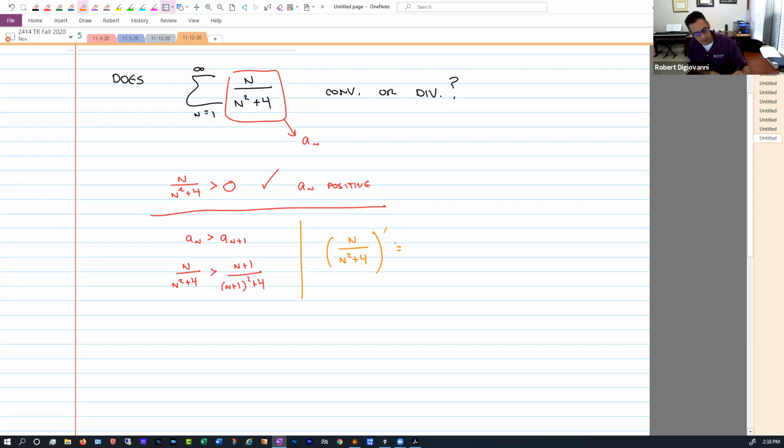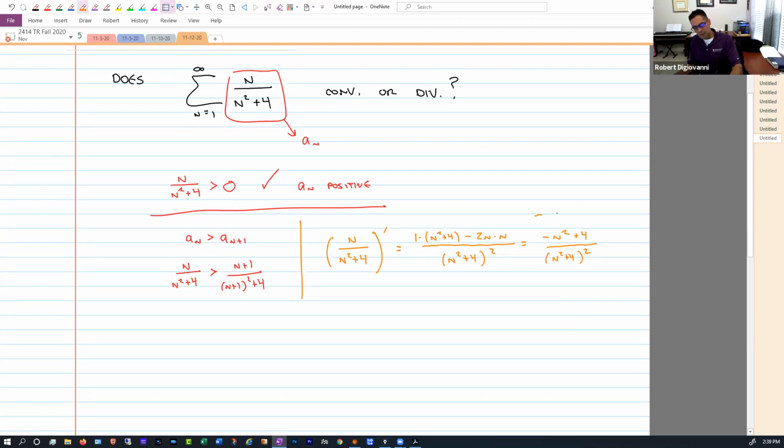How do you take the derivative of that? Quotient rule. I'm running out of time. Derivative of the top times the bottom, minus derivative of the bottom times the top, all over the bottom squared. This becomes, help me out, n squared plus 4 minus 2n squared. That becomes negative n squared plus 4 over n squared plus 4 squared.